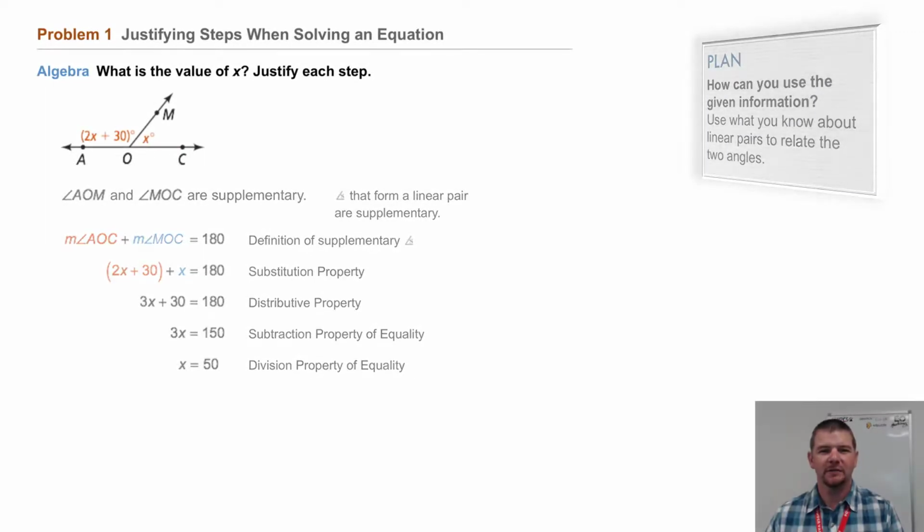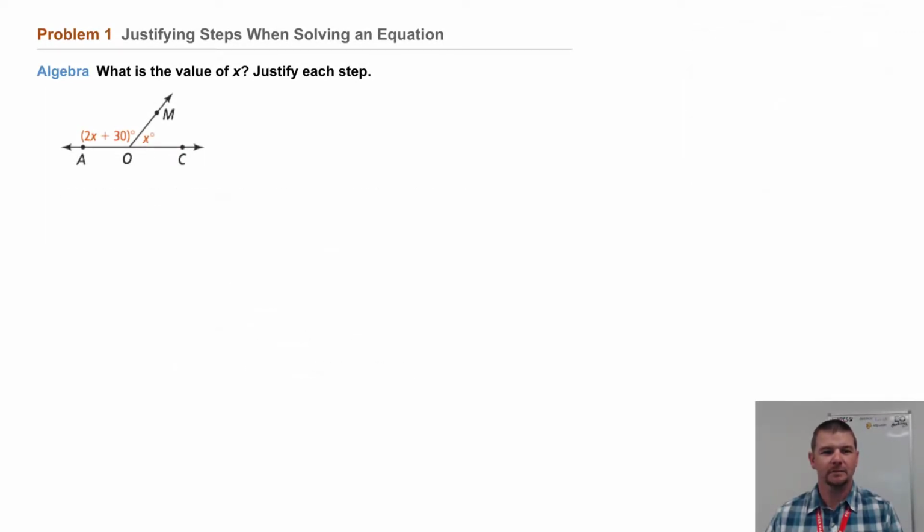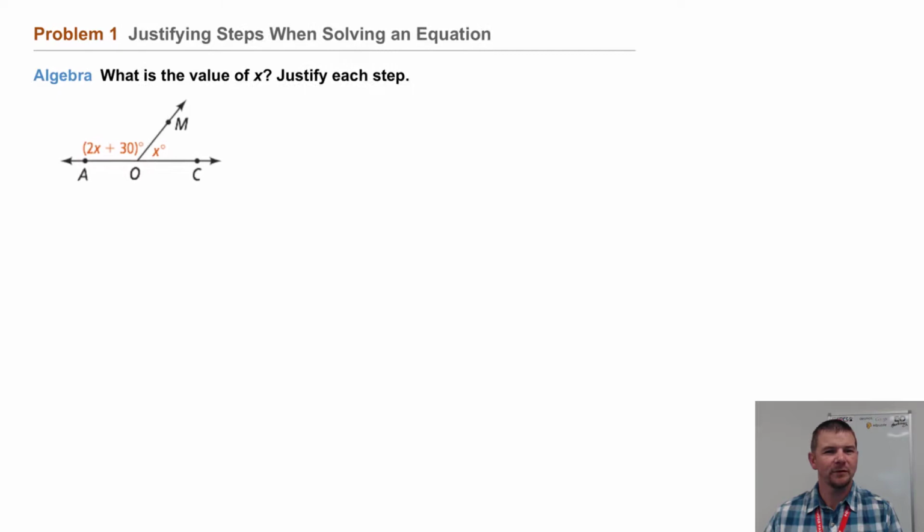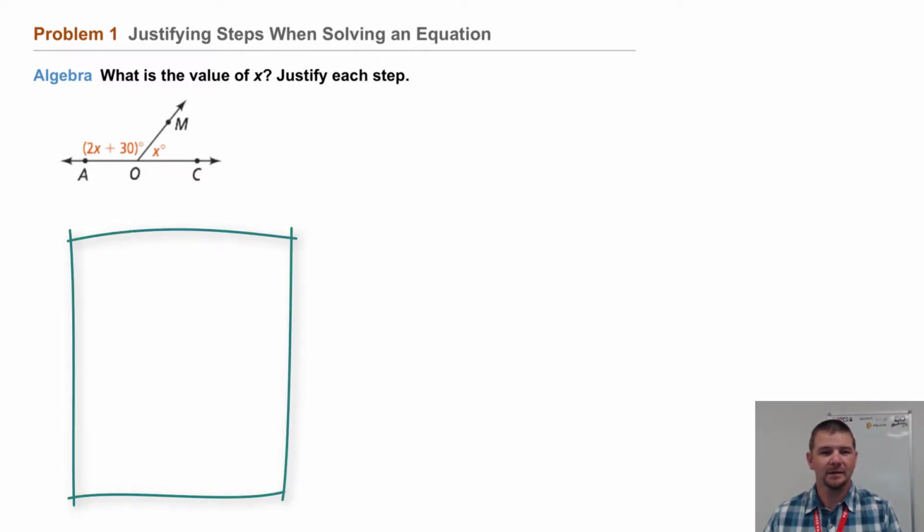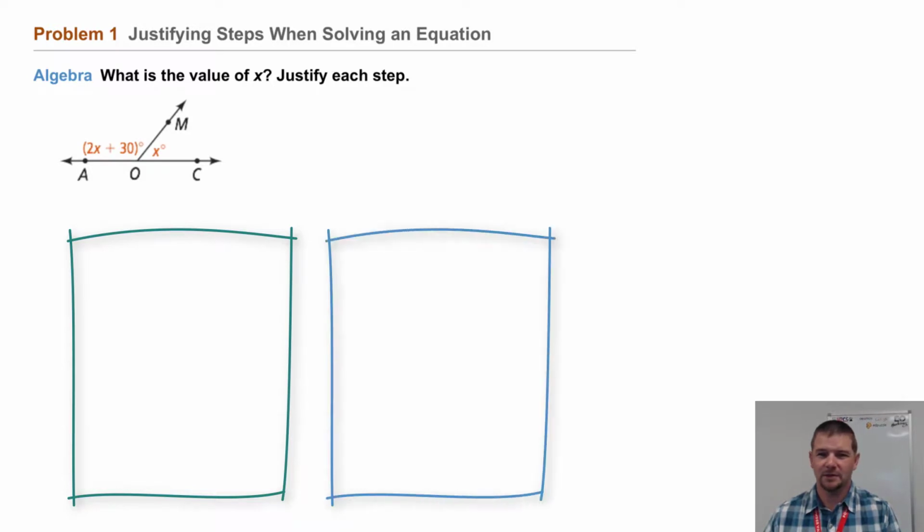Problem 1. Justifying steps when solving an equation. Algebra. What is the value of x? Justify each step. Well, note the diagram. We have two adjacent angles forming a linear pair. One of the angles measures 2x plus 30 degrees, and the other is x degrees. So as we find the value of x, we're going to write the steps on the left and the justification for those steps on the right.